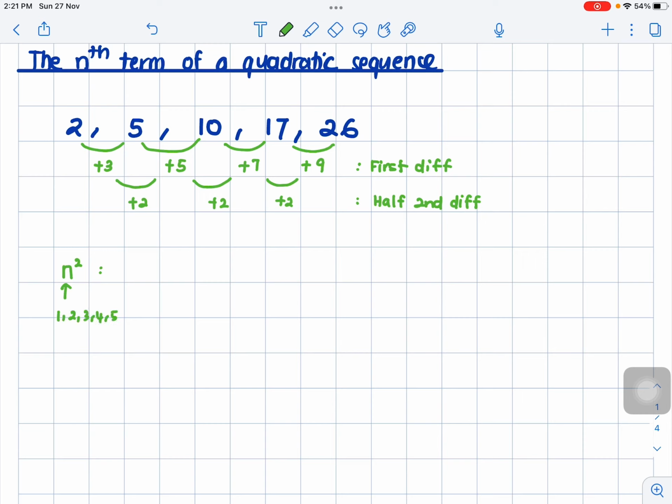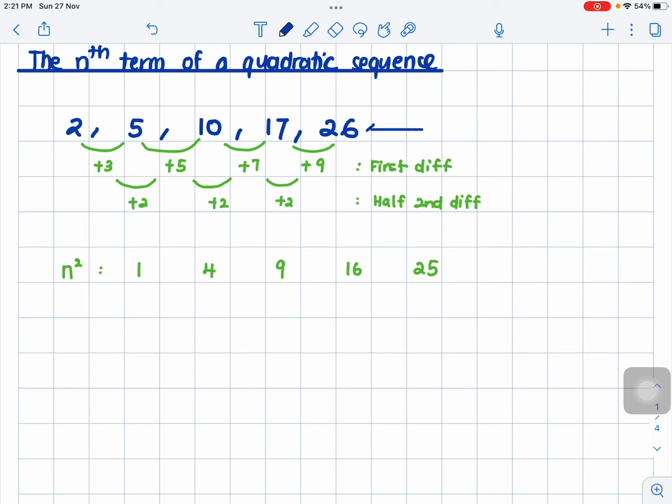Why am I doing this? Because I have 5 terms over here, so I am trying to do a comparison. So let's see what happens. When I put 1 squared, I will get 1. 2 squared, I'm going to get 4. 3 squared, 9. 4 squared, 16. 5 squared, 25. Next step, you're going to take your sequence here.